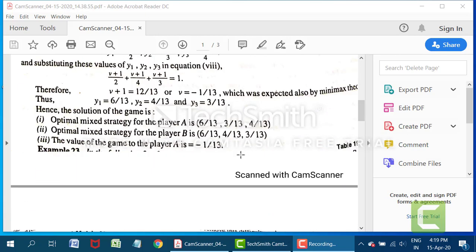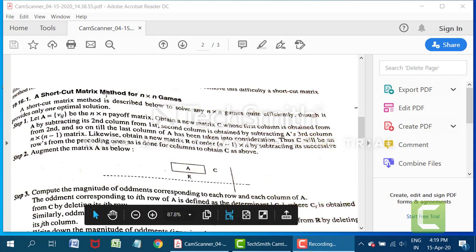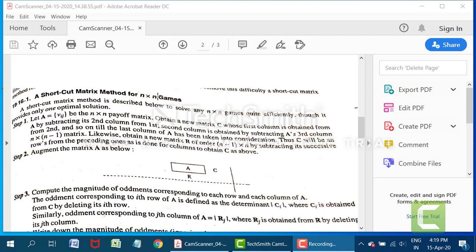Now there is one more method called the matrix method, a shortcut matrix method for n by n games. Let it be a 3 by 3 matrix or 3 by 4 matrix or 4 by 4 matrix, whatever it is, anything beyond 3 by 3. If you know the 2 by 2 size, you know the arithmetic method. If 2 by n or m by 2, the graphical method. If it is 3 by 3, the algebraic method is one alternative that we have studied. Now one more method, the matrix method, I would like to demonstrate. Another method, the LP method, is also there. Compared to the LP method, the algebraic method and the matrix method are easy.